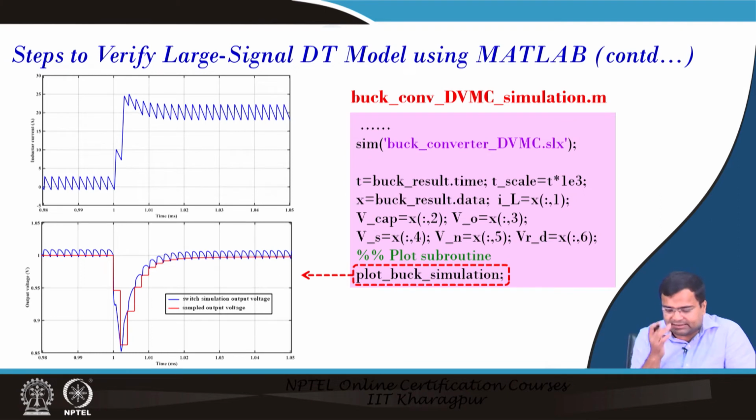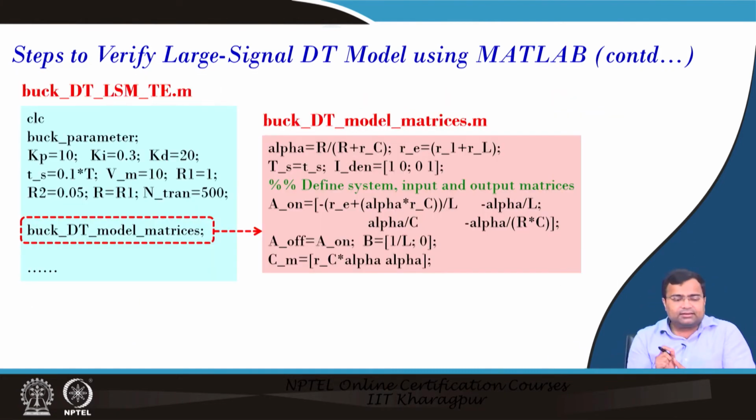Now, the next step. This is the simulation result I am just showing. This is coming from a switch simulation, and the same thing we are talking about is the sample voltage here, the output voltage samples. You can see there is a slight delay, and I will be showing the case study. Then we have to match the discrete time large signal model. So, what are the steps?